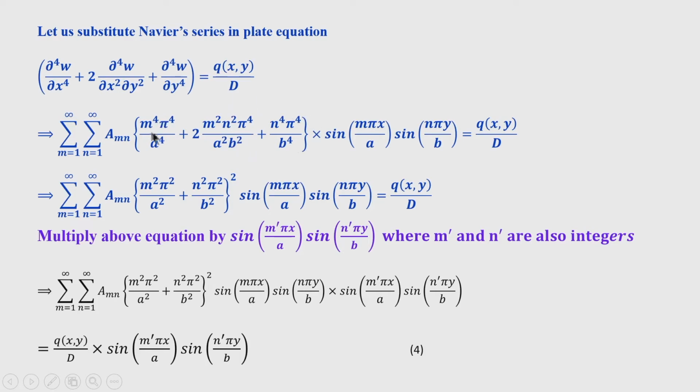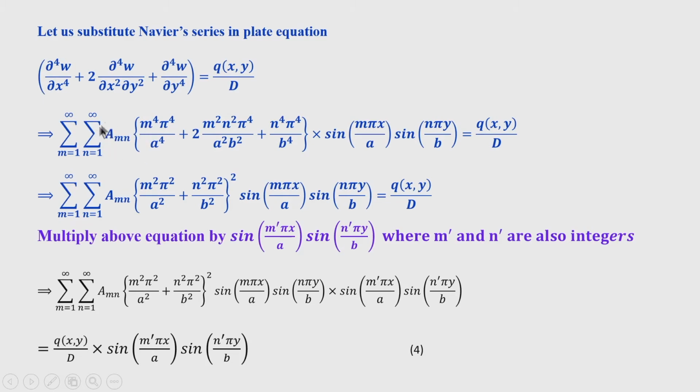So, the coefficients are plugged in here, and the function remains as sin(mπx/a) sin(nπy/b), and the right-hand side remains as it is, q(x,y)/D, and it is under summation because a_mn is there. So, a double sum is written here. Now, our target is to find a_mn.